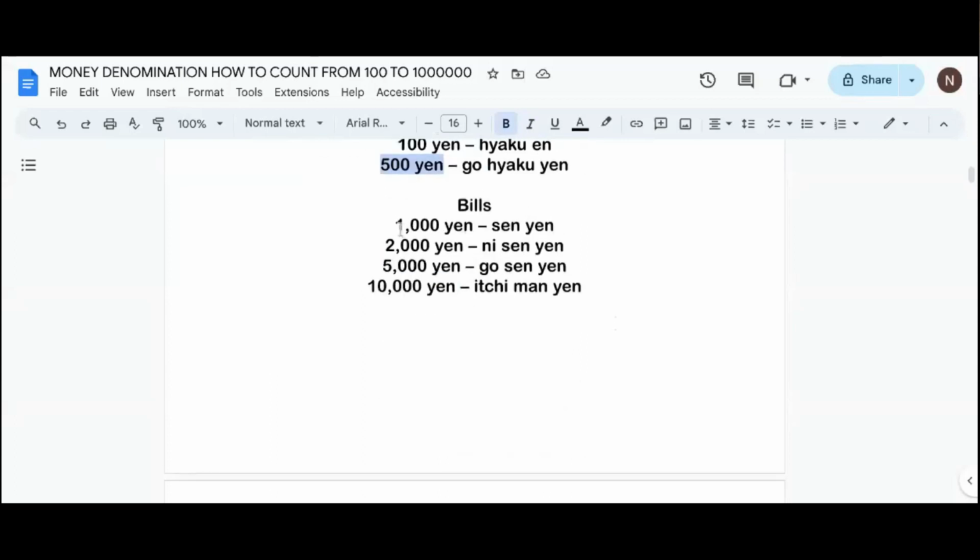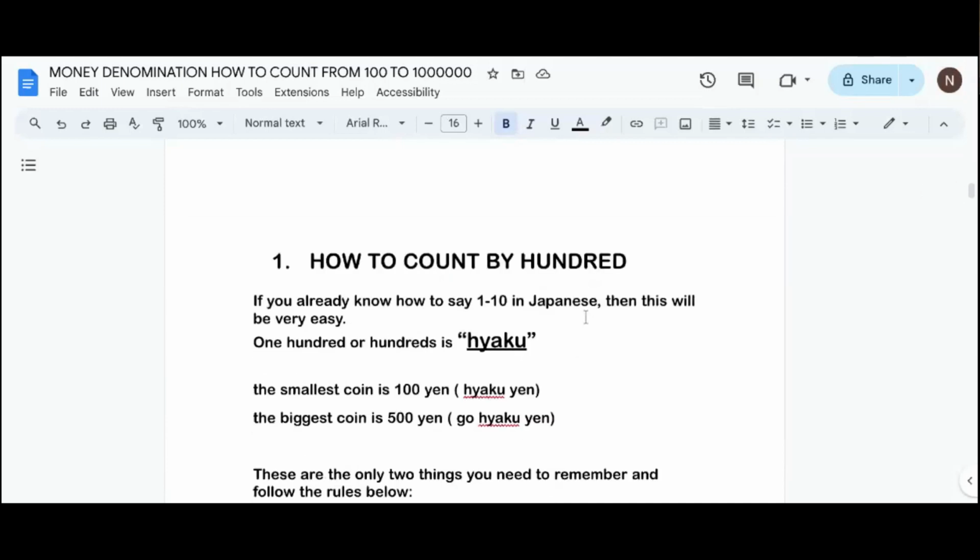For the bills, it is 1,000 yen or sen yen. And then the biggest amount is ichiman yen or 10,000 yen. People here in Japan like this. I like the color of this one. And we like this ichiman because this is the biggest currency, paper bills in Japan. Ichiman yen. So how to count by 100?